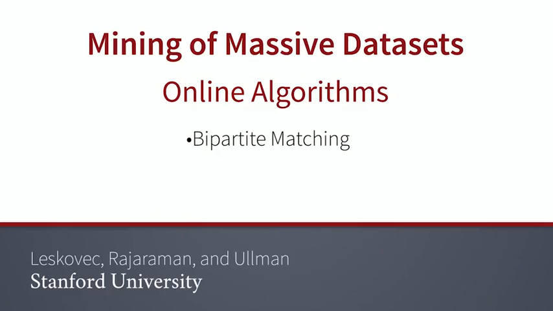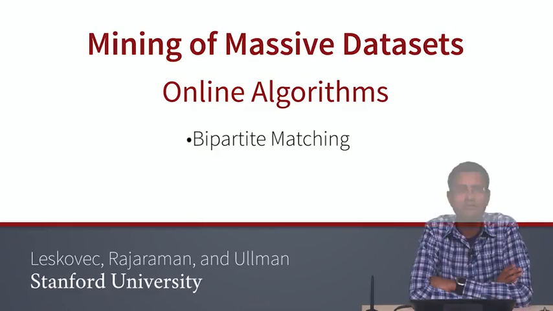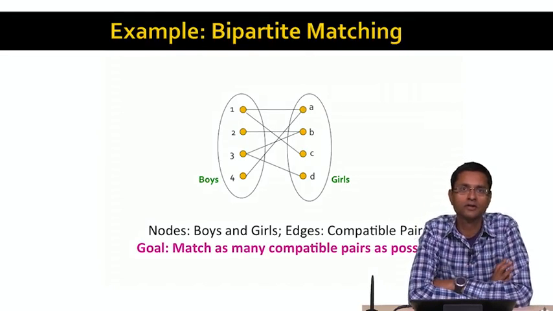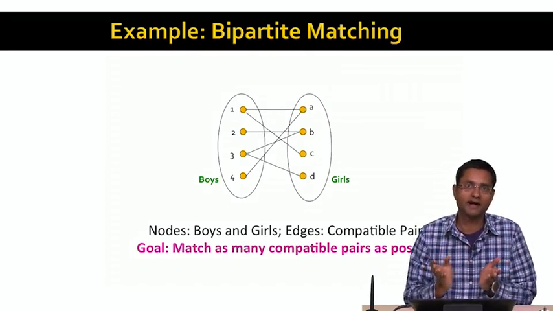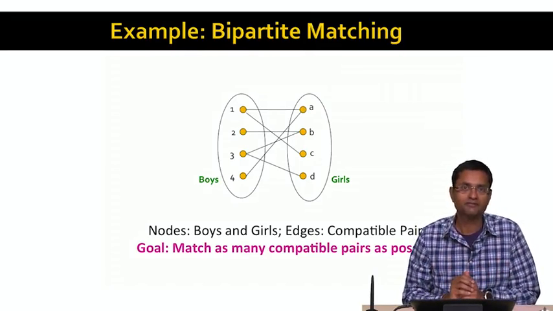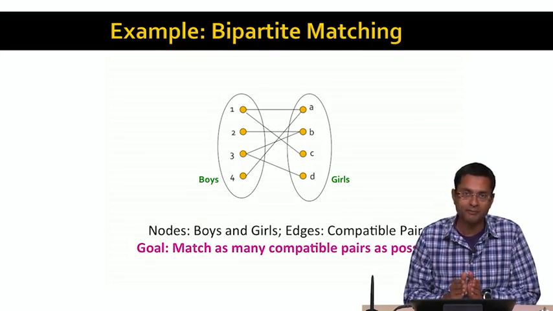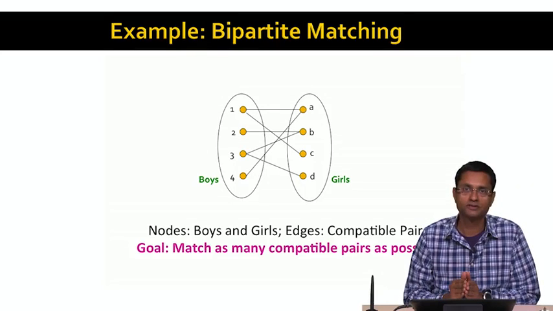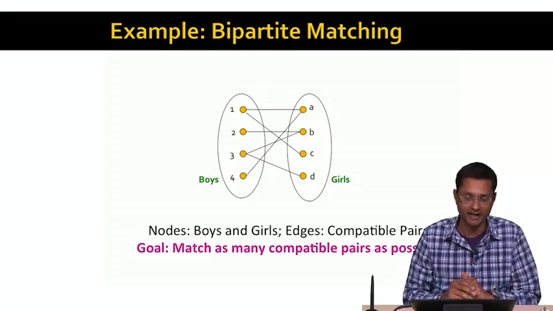We're going to start our discussion of online algorithms by looking at a very simple problem called bipartite matching. So the bipartite matching problem starts with a bipartite graph. So here we have a bipartite graph with two sets of nodes or vertices. We've labeled one set of nodes boys and the other set of nodes girls. We could have equally well labeled them something else, but it just so happens to be convenient to label them boys and girls in this context.